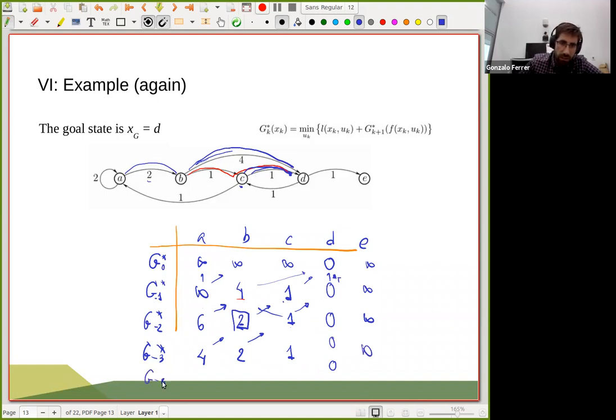And if we calculate this for the next iteration, then what we see is that we get exactly the same thing, 0, infinite. So what is this? This is convergence, right?